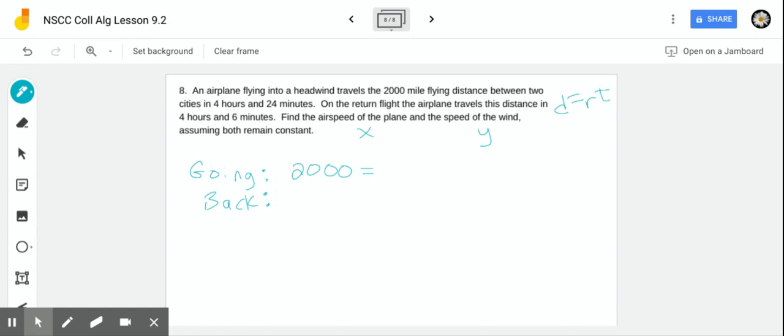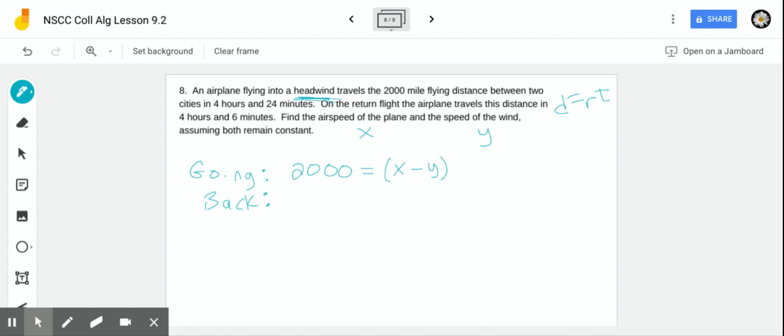So the rate is x, but it is going into a headwind. Okay, so that means that the wind is going against it. So however fast the plane is going, the wind is in the opposite direction. So it's going to slow the plane down. And then the time is 4 hours and 24 minutes.